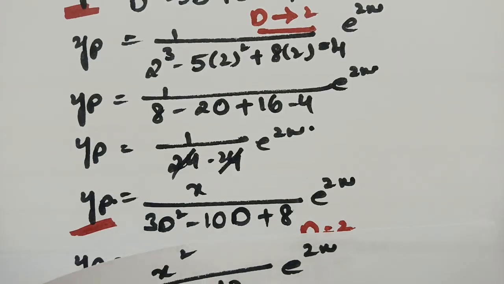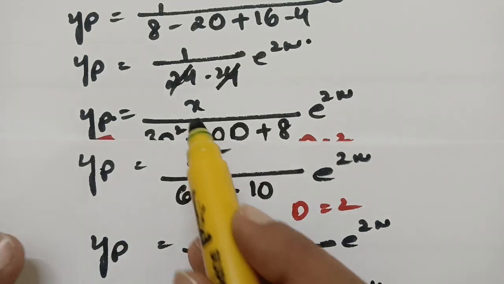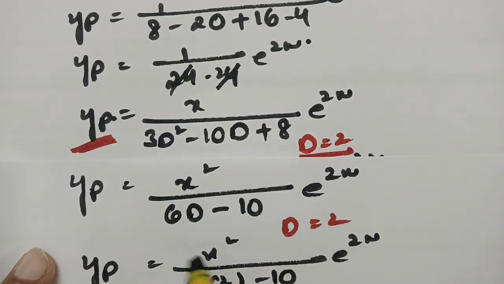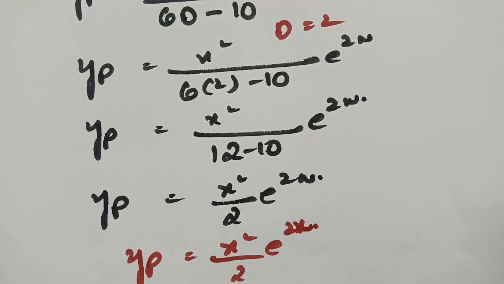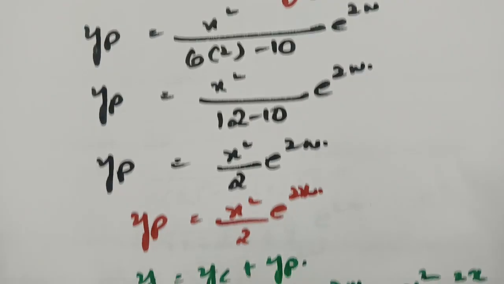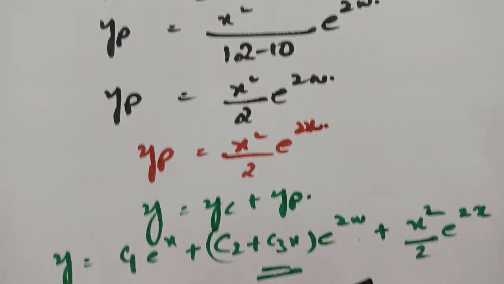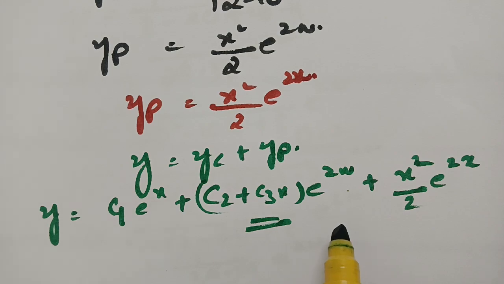So this is the previous step here. We have to take one more x in the numerator and make a derivative for the denominator. And again we keep d equal to 2 here. And so we got a value, leave it as it is. And this will be the particular integral. And therefore this is the general solution, that is complementary function plus particular integral.